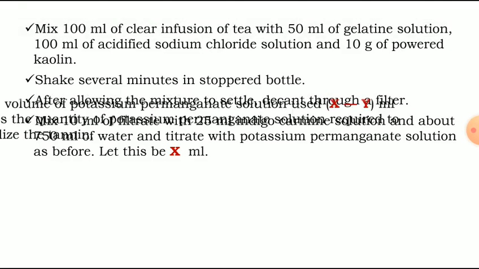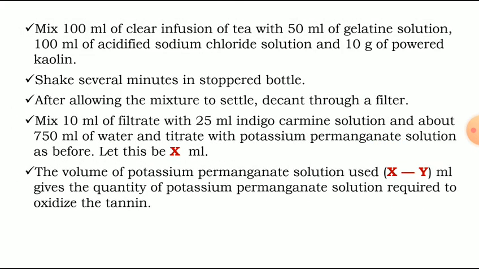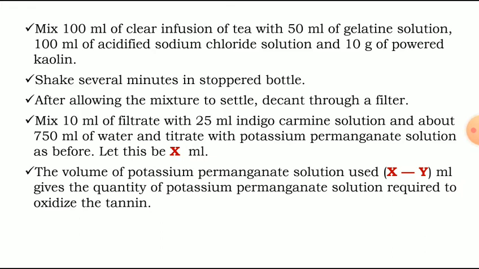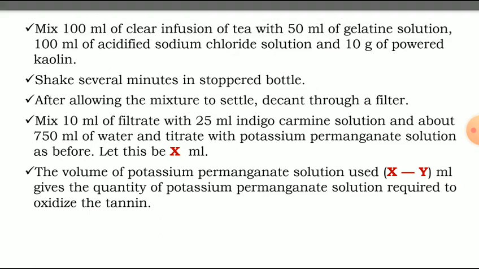The volume of potassium permanganate solution used, that is X minus Y ml, gives the quantity of potassium permanganate solution required to oxidize the tannin. In this case, the potassium permanganate solution is used to oxidize the tannin present in the tea sample.